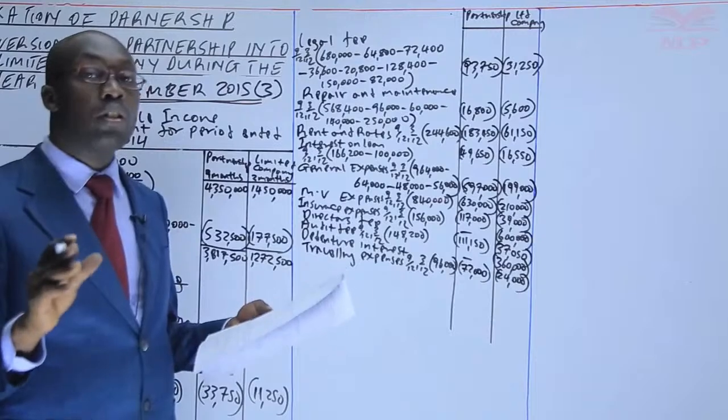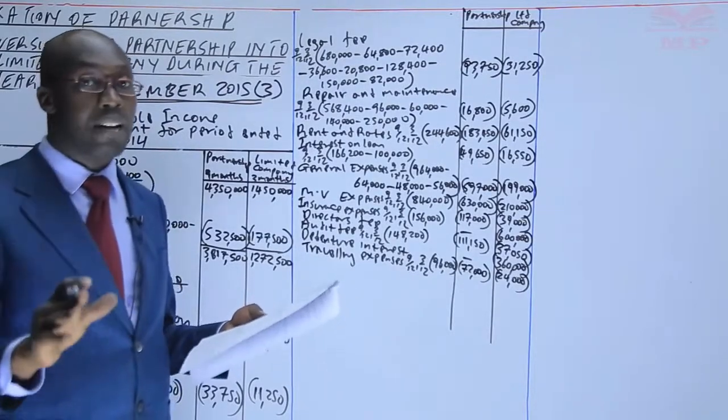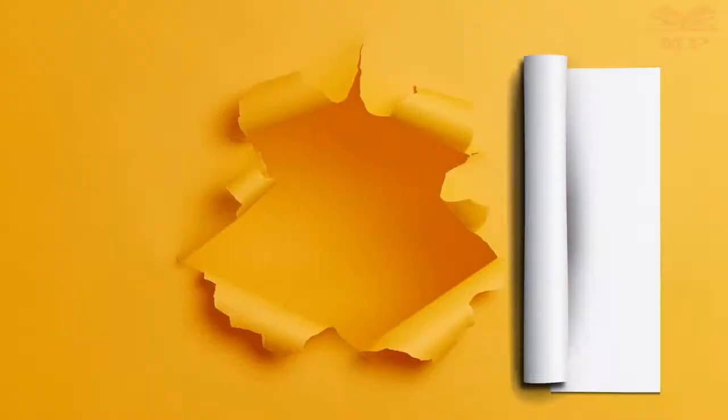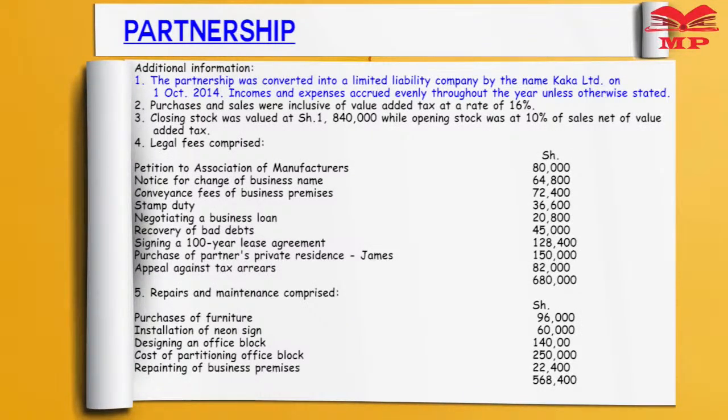to go through the additional information for an expense that is not in the P&L and it's allowable. So we go to the additional information. Number 1, the partnership was converted into a limited liability company by the name Kaka Limited on 1st October 2014. Incomes and expenses accrued evenly throughout the year unless otherwise stated. There is no expense there. So we go to number 2.